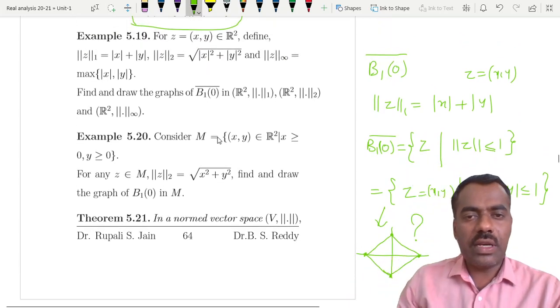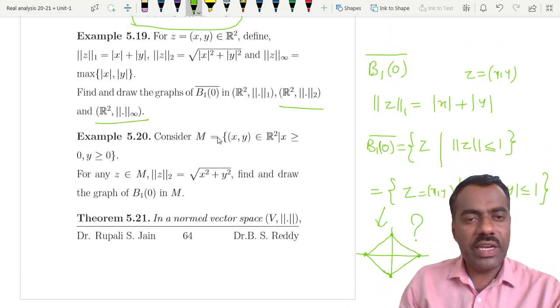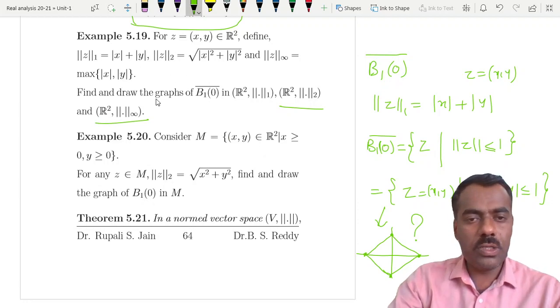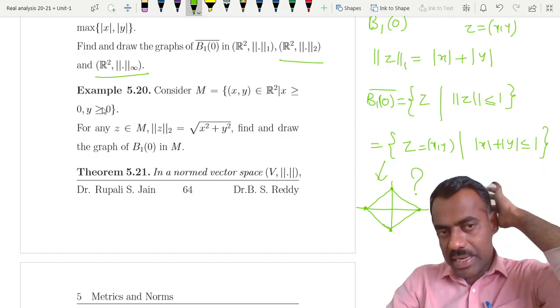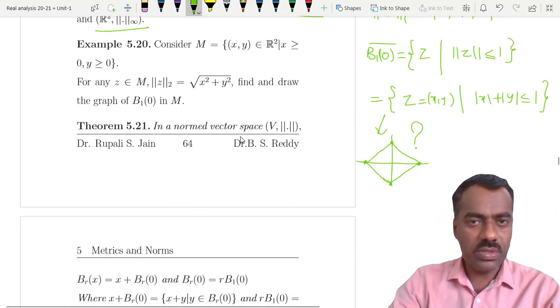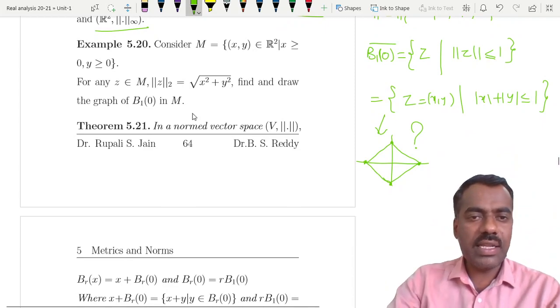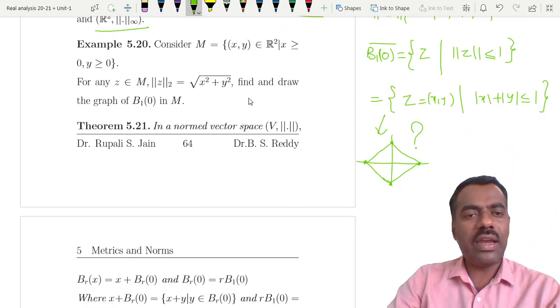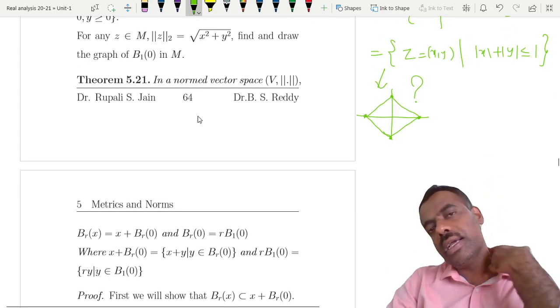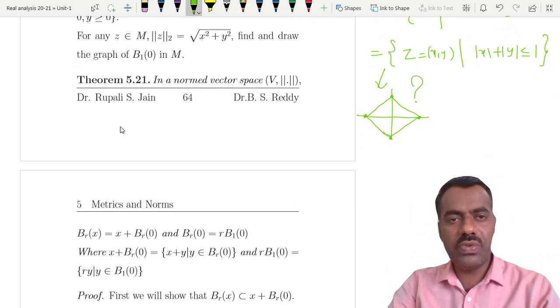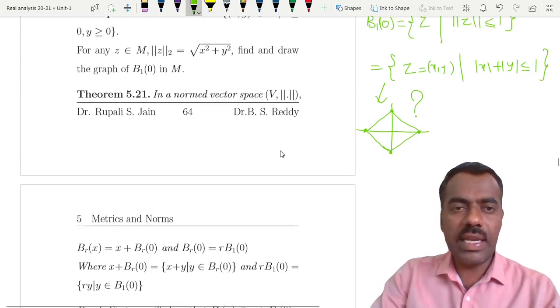So similarly, find in norm 2 and infinite norm, what does this closed ball look like? Take the first quadrant, x greater than or equal to 0 and y greater than or equal to 0. That is your M, and in that you define norm 2 and find what this is. So these are all balls of different values. You try it, and it is a good exercise to visualize how balls look in a metric space.